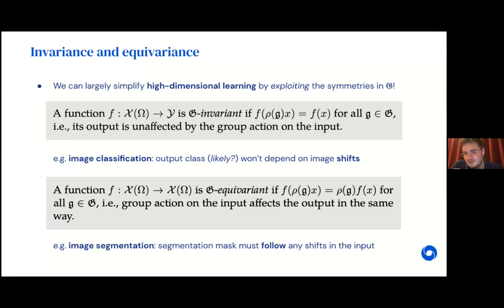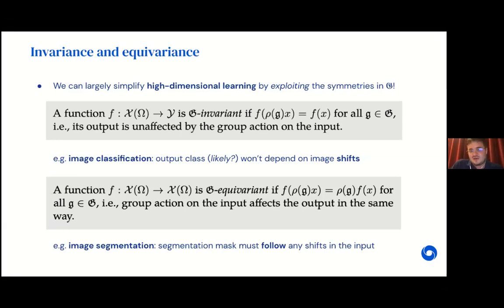So first, the notion of G invariance. We can restrict our function, say our neural network that takes signals on the domain omega to some predictions on the level of the entire domain y, to be invariant to the symmetry group if, no matter what group action rho of g I choose, that doesn't change the output of the function. So the output of the function is unaffected by performing the symmetry group actions on the input. One example of this is image classification, where, as I said, the output class is assumed to likely not depend on shifts of the image.